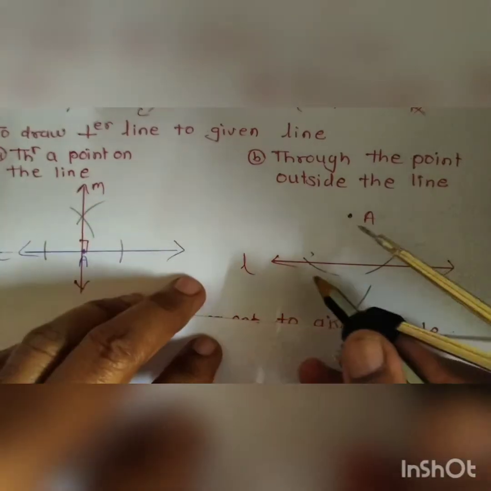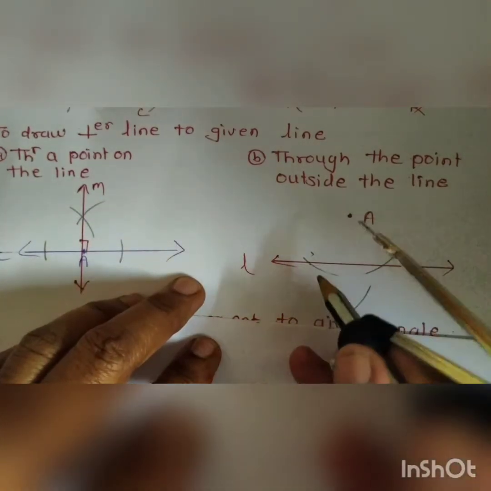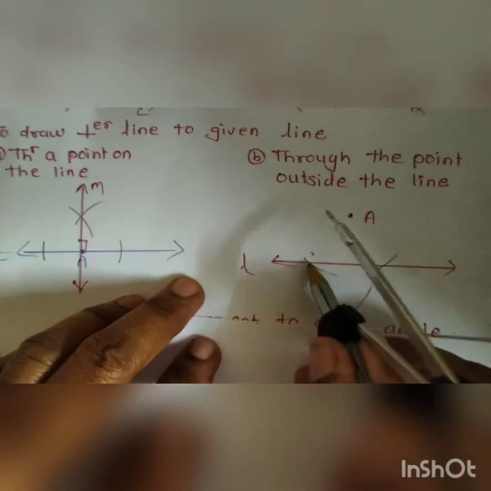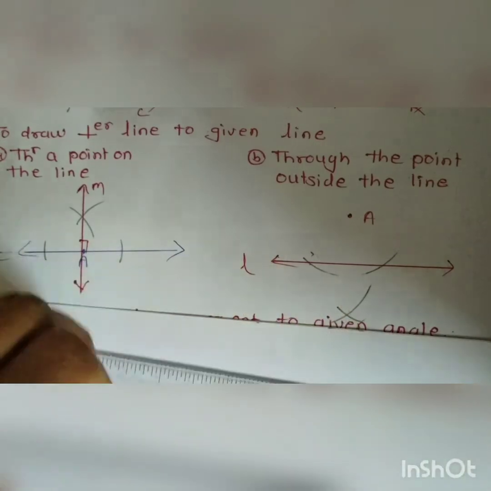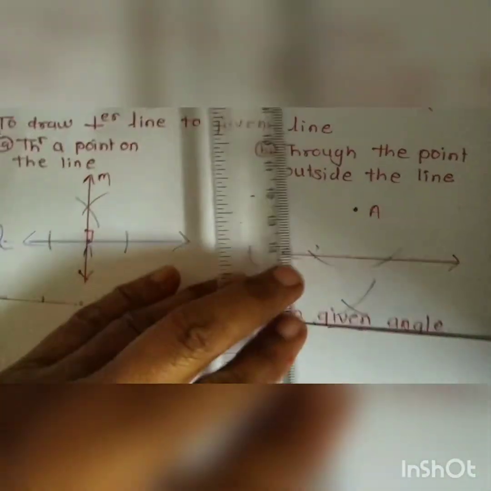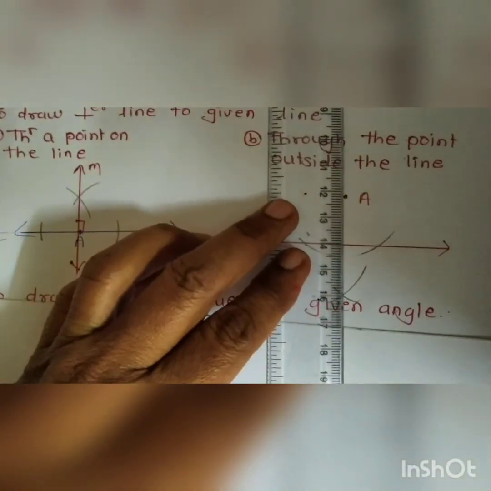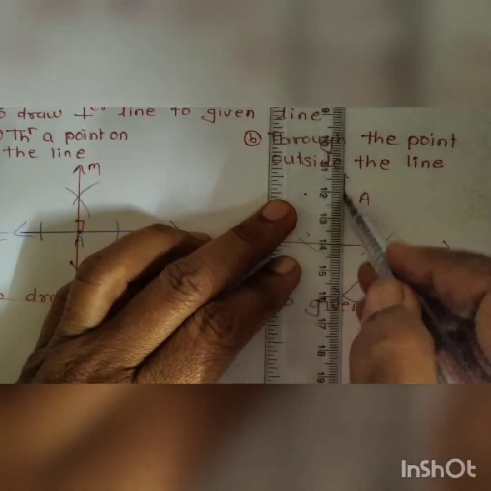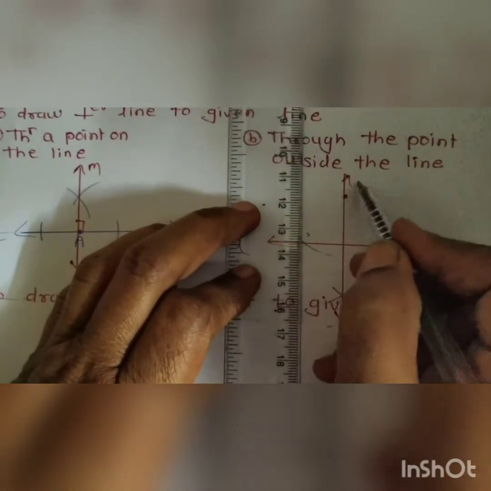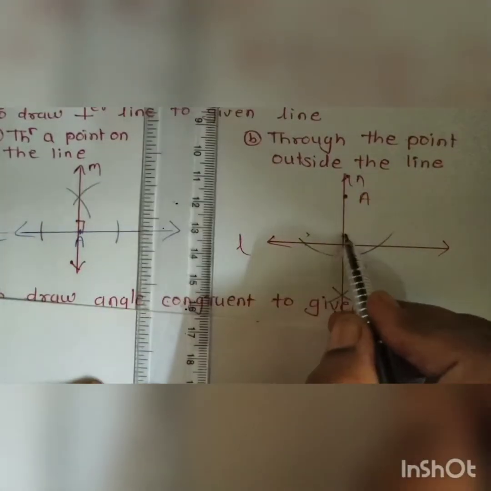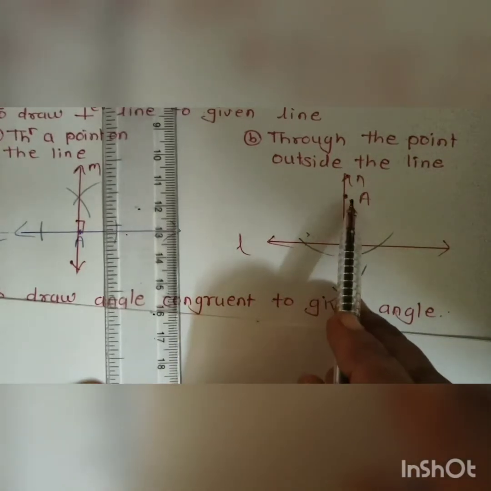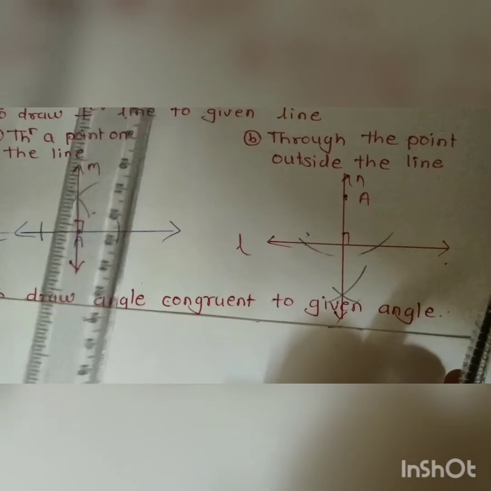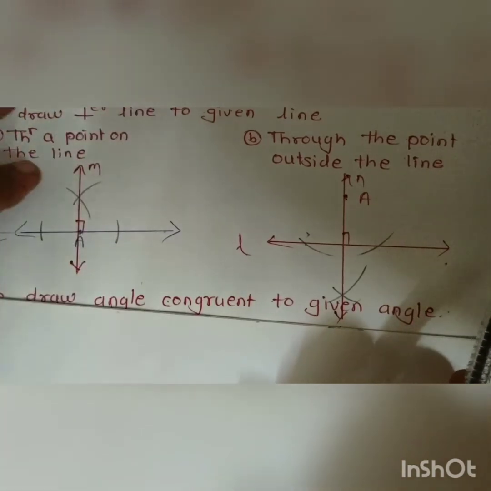First we put our compass on point A. We made these two arcs on line L, and from the points of intersection of line L and that arc, we made these intersecting arcs. At last, draw a line passing through this point A and this point of intersection, and this line N is the perpendicular through point A to the line L. And this is the second construction for revision.